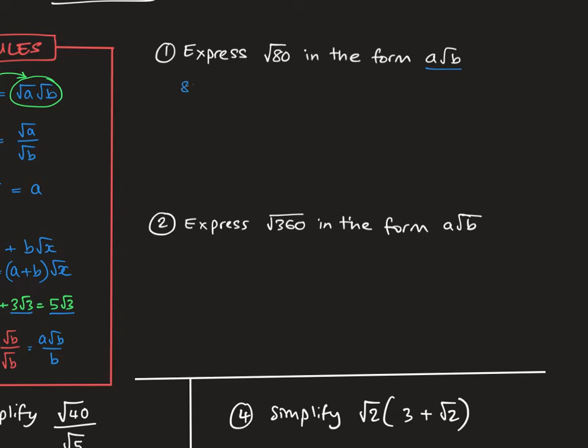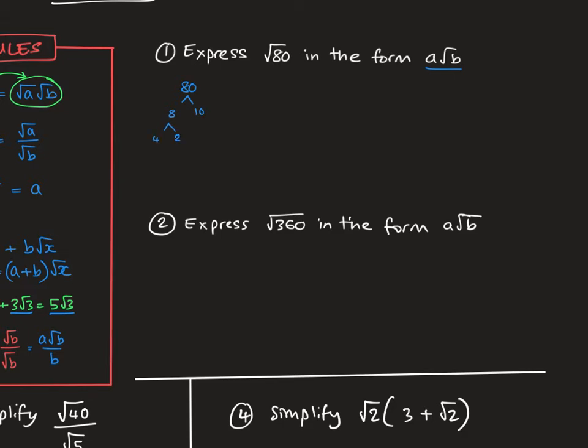So if we take the number 80 and we break it down into prime factors, any problem, have a look at my video on prime factors. But 80 could be split into 8 times 10. Of course, it could also be split into 2 and 40. The good news is it doesn't matter how you split it. You'll always end up with the same answer.